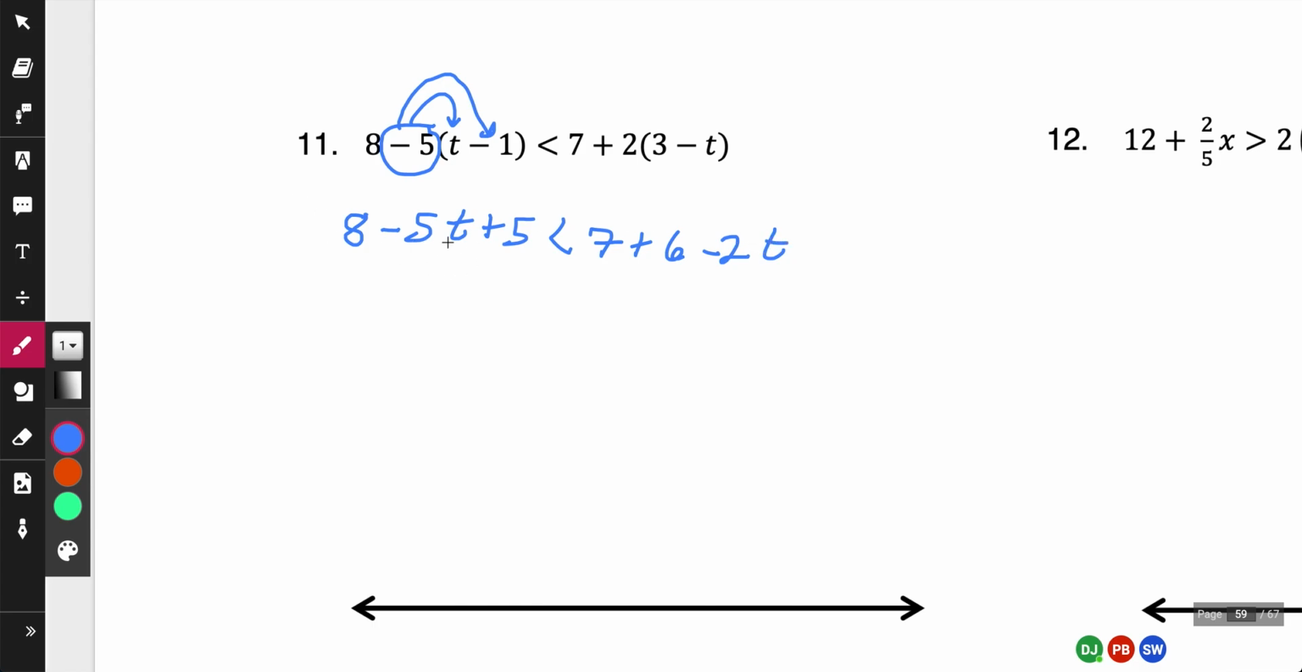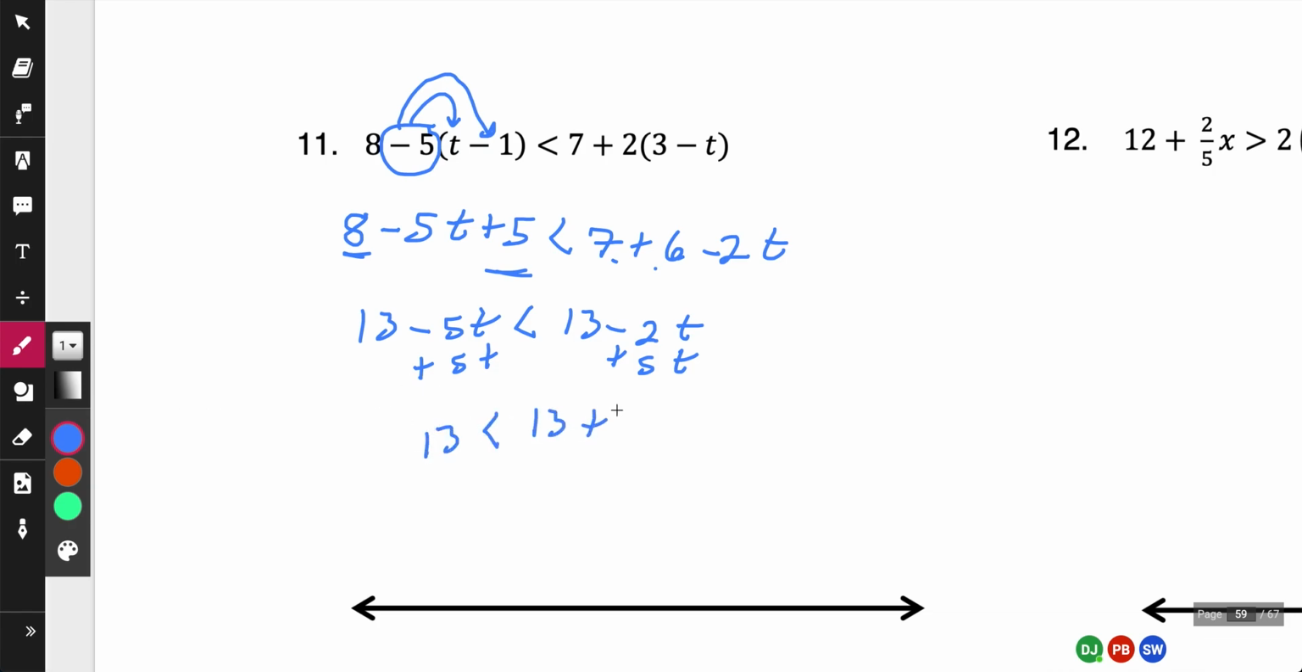Okay, so let's combine like terms. On the left side of the inequality, I can do 8 plus 5, which is 13. And I'll be left with minus 5t. And that's going to be less than 7 plus 6, which is 13 minus 2t. I'm then going to add 5t on both sides. Remember, I do this because I want to keep my values positive. And then I'm going to have 13 is less than 13 plus 3t. I'm going to minus 13 now on both sides to have 0 is less than 3t.